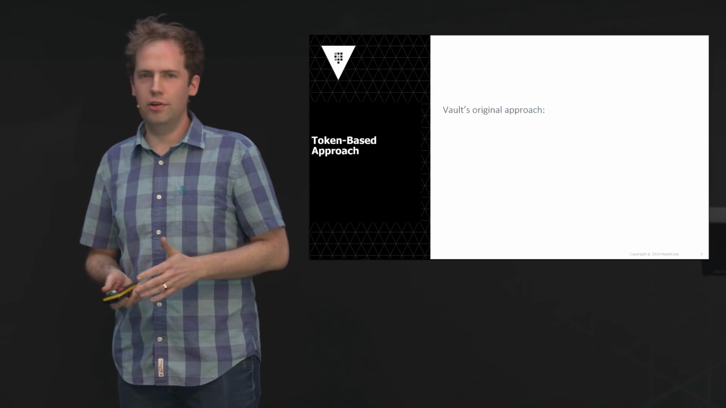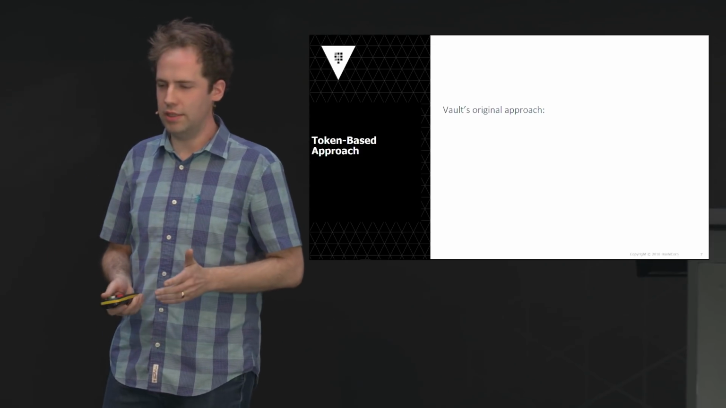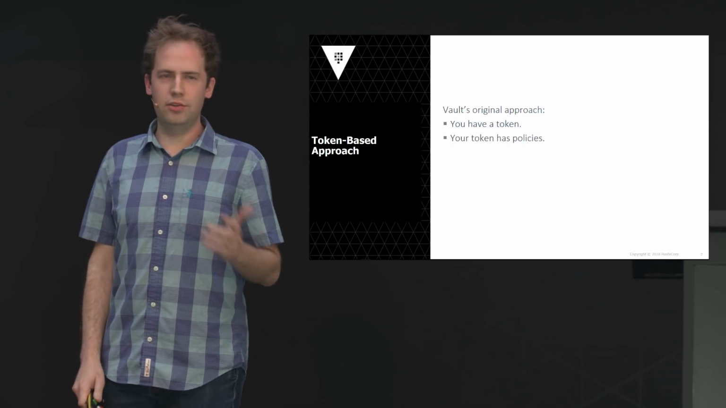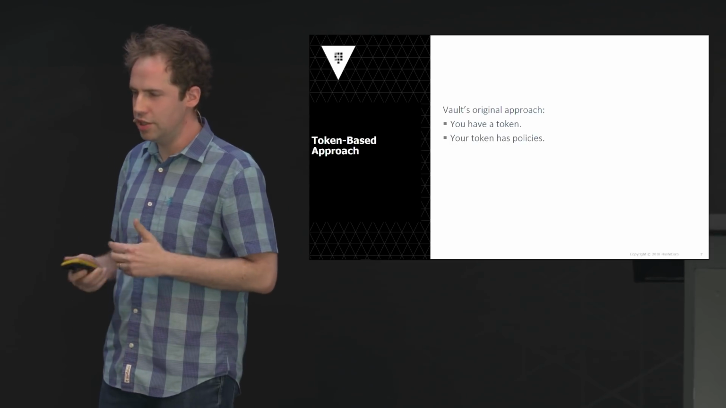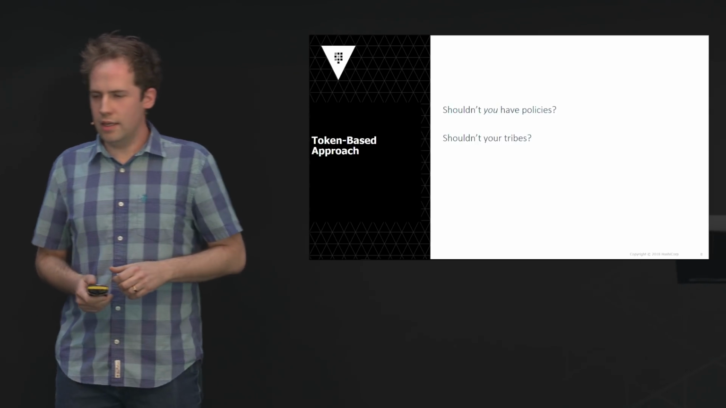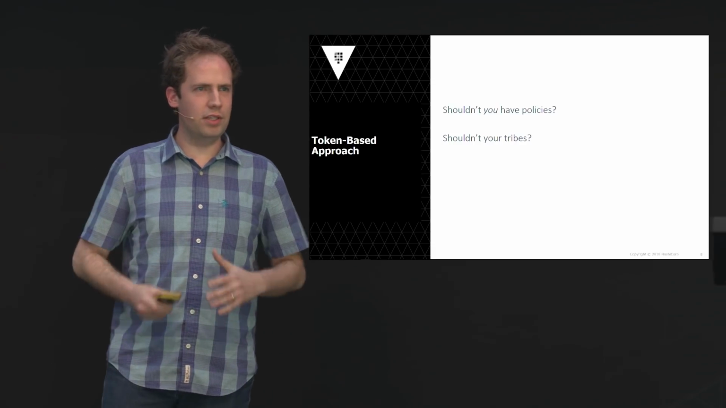But Vault's original approach to handling the idea of who you are is very token-based, right? It's this token-based approach. So it's very simple. You have a token. Your token has policies. And you can go pretty far with this paradigm, but it does have limits. Shouldn't you have policies, right? Shouldn't your tribes? Why is it focused on just your token?